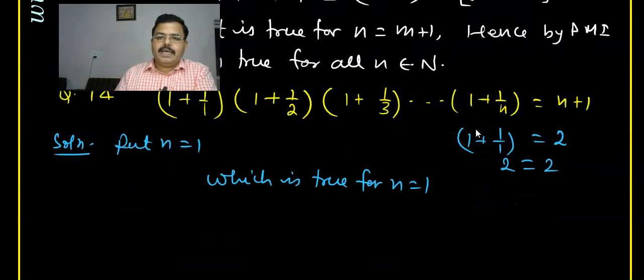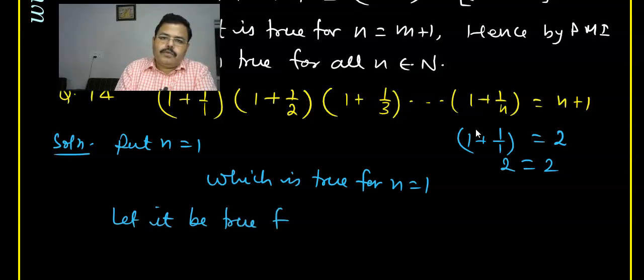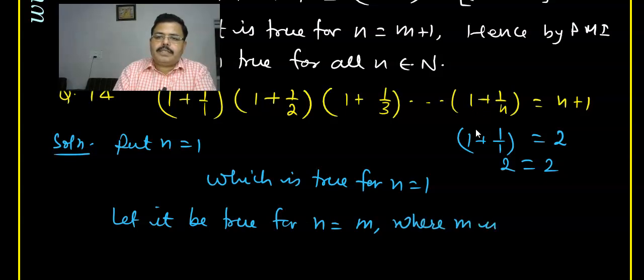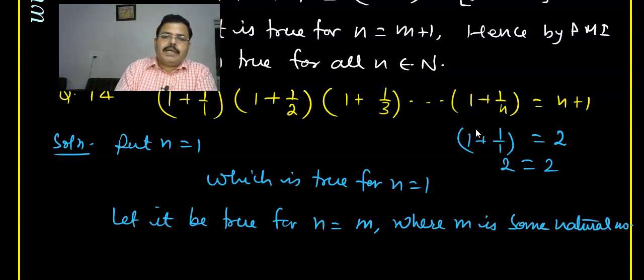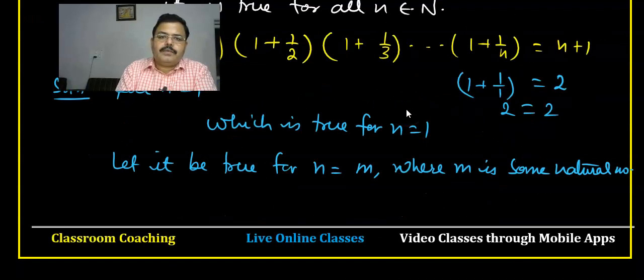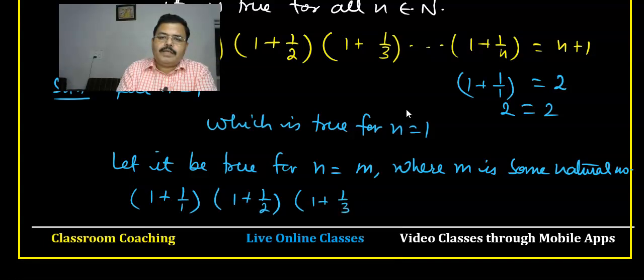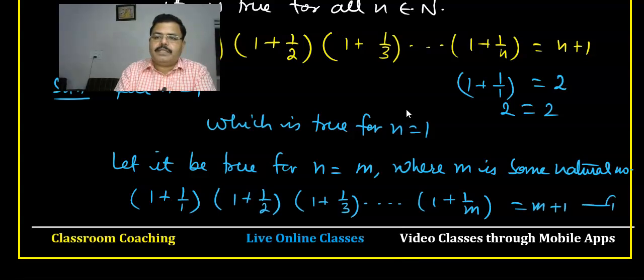Now let it be true for n equal to m, where m is some natural number, right? In that case, it will be (1 + 1/1)(1 + 1/2)(1 + 1/3) and till (1 + 1/m) is equal to m + 1. This is equation first, and that can be written as equivalent to Pm.